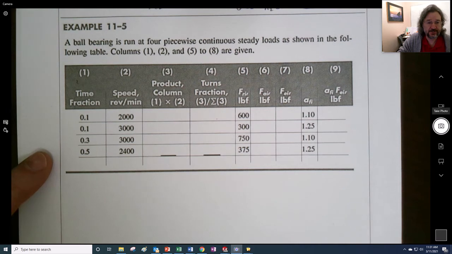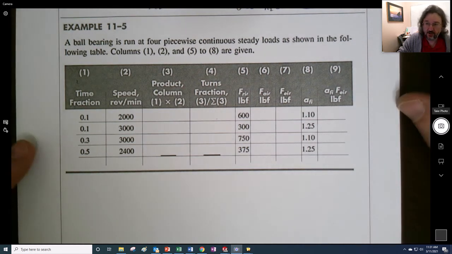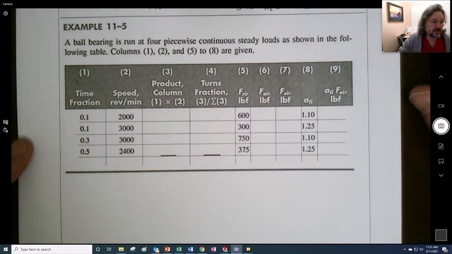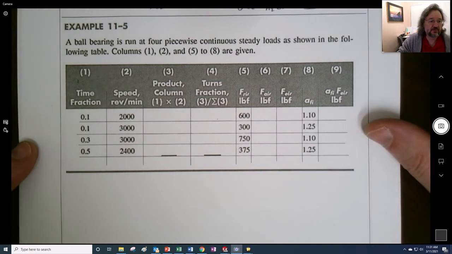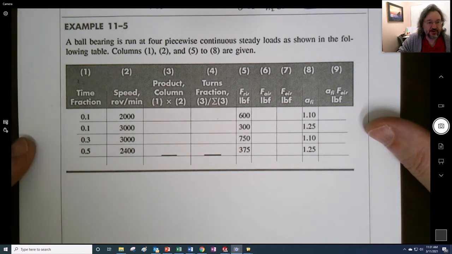Another example for class 12. I'm going to walk through Shigley's example 11-5 here. So a ball bearing is run at 4 piecewise continuous steady loads.